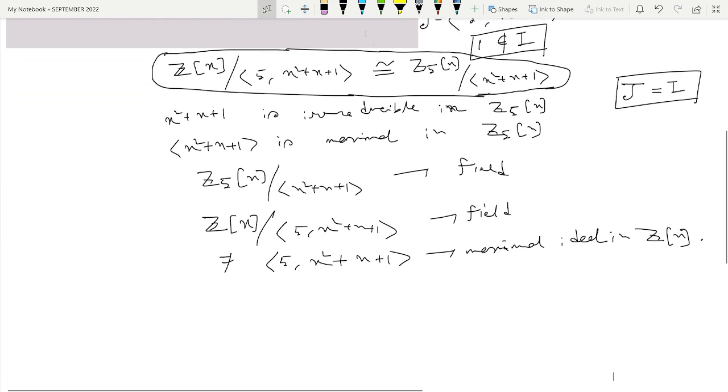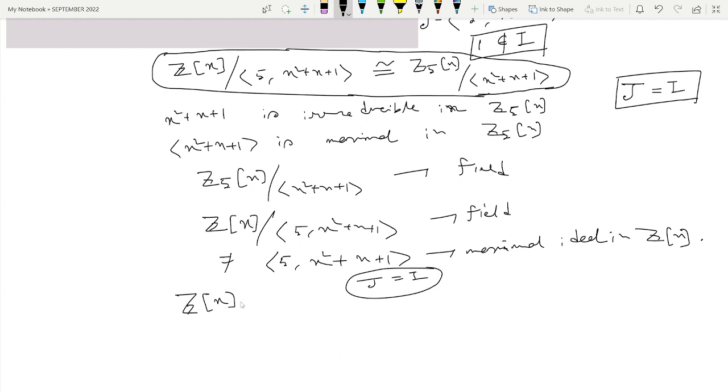So now these two ideals are the same, J equal to I. So as J equal to I, Zx by J is actually equal to Zx by I. This is our given quotient ring. So Zx by J is a field. So this Zx by I is a field.